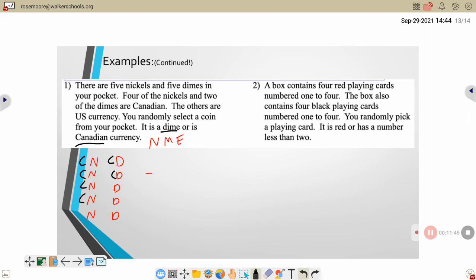Next, I'm going to write my equation. So I know it will be something plus something minus something because it's not mutually exclusive, right? My denominator will be my sample space, the number of coins in my pocket, of which there are 10. So I'll have something over 10 plus something over 10 minus something over 10. Hopefully that makes sense. Okay, so my first one will be the number of dimes total.